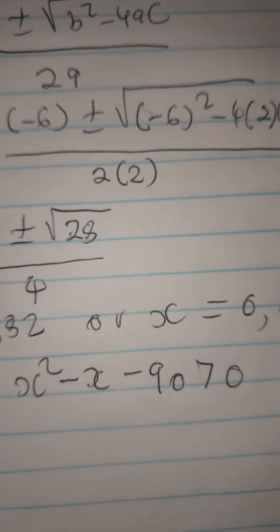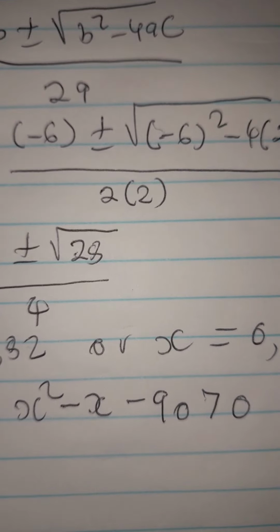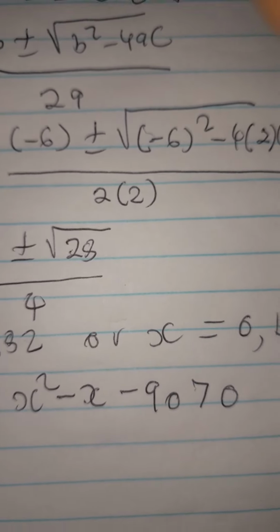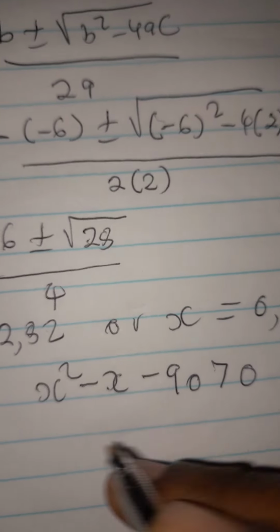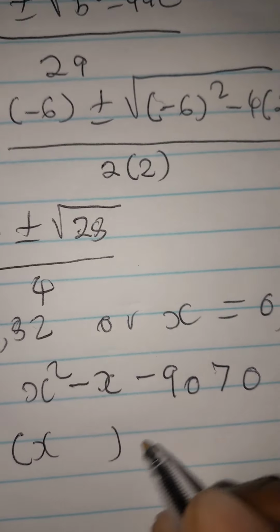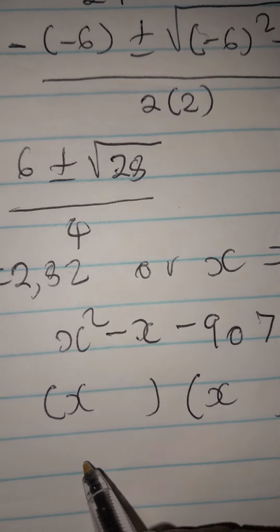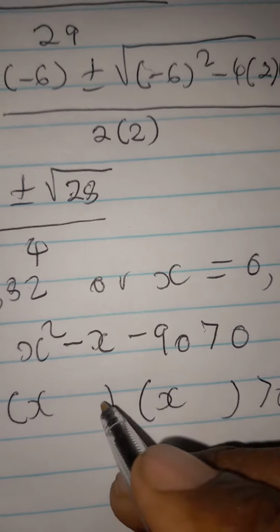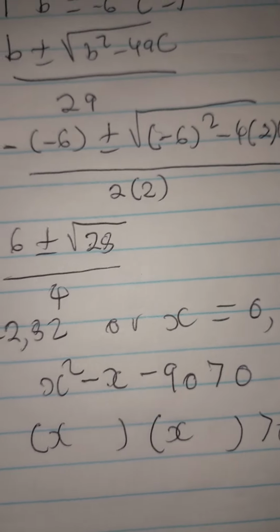We are not done when it's like this. So what we could do is factorize. We could find the factors of 90. So that will be (x )(x ) > 0. From here, we need to find the factors of 90. Definitely that should be 9 times 10, 10 times 9, right?